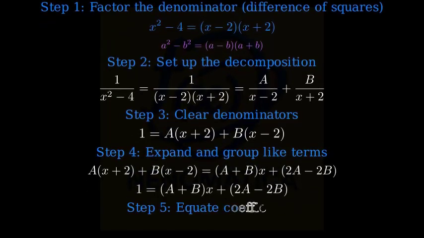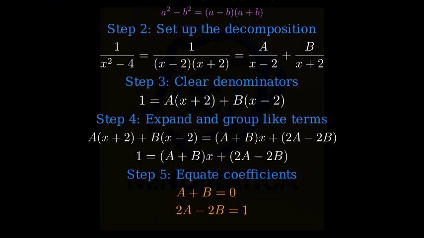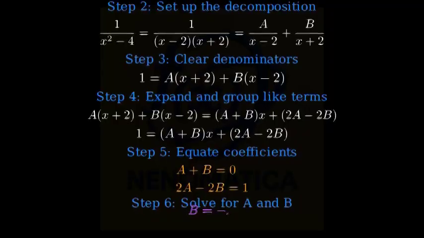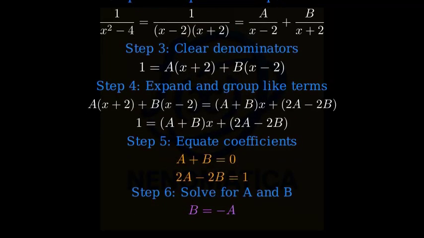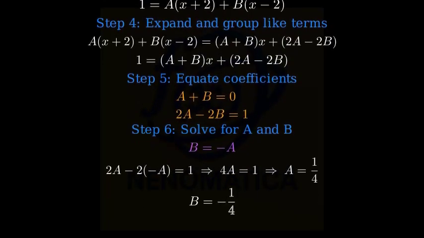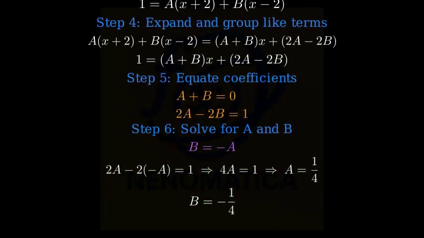Step 5. Equate coefficients of like powers of x. The coefficient of x on the left is 0, so a plus b equals 0. The constant on the left is 1, so 2a minus 2b equals 1. Step 6. Solve the system. From a plus b equals 0, b equals negative a. Substitute into 2a minus 2b equals 1 to get 4a equals 1. So a equals 1/4. Then b equals negative 1/4.